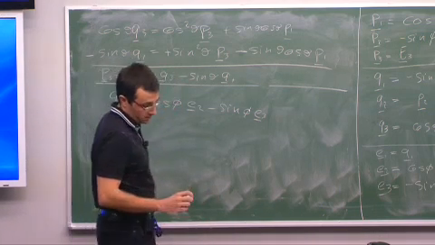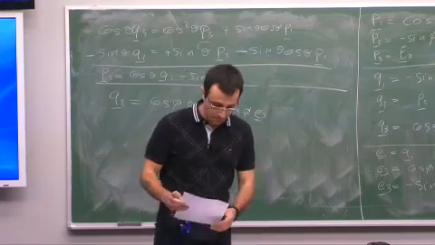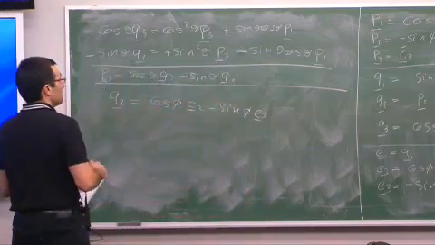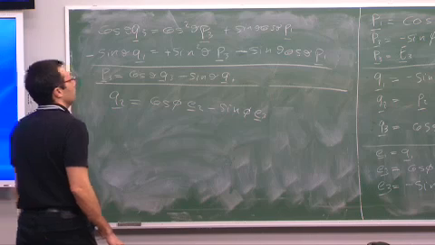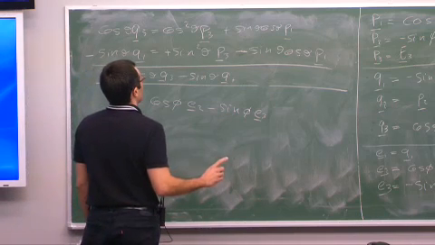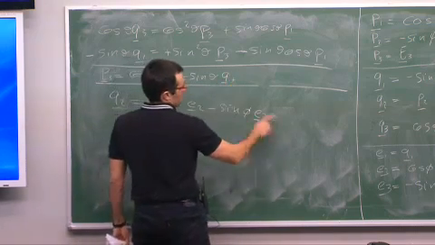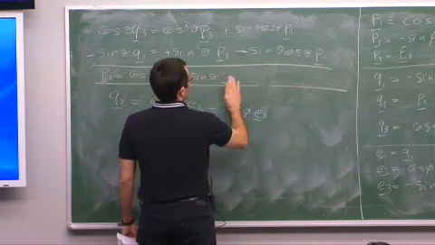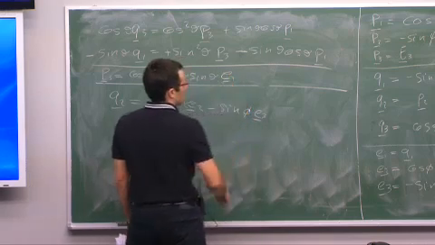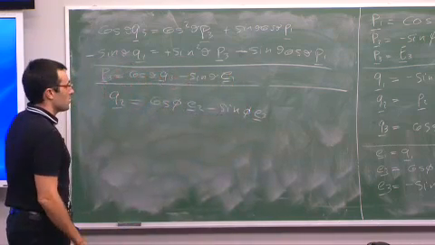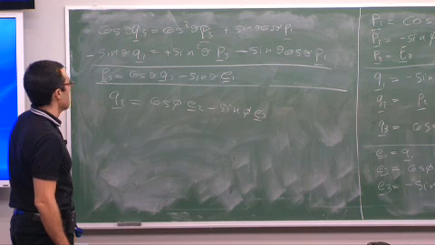Okay, that's fine. What do we do now? Q1 is E1, Q3 is E2 sin phi plus E3 cos phi. Q1 is E1, right? Using that one. So this goes away. Good. Q3? E2 sine phi plus E3 cos phi.